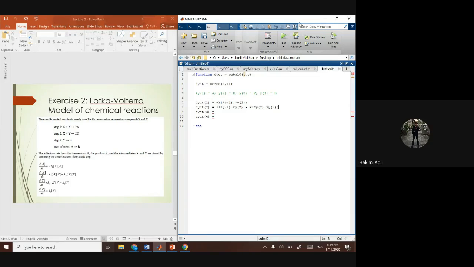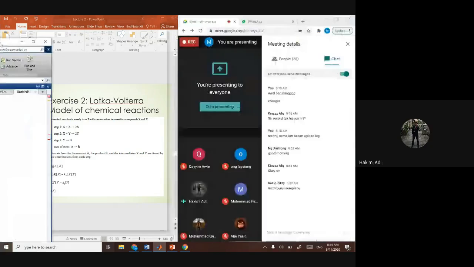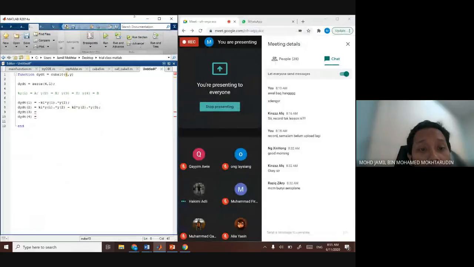Betul, yes. Dot star tu maksudnya apa? Okay, so dot star means multiplication for element-wise matrix. Okay, so dot star is element-wise matrix multiplication.